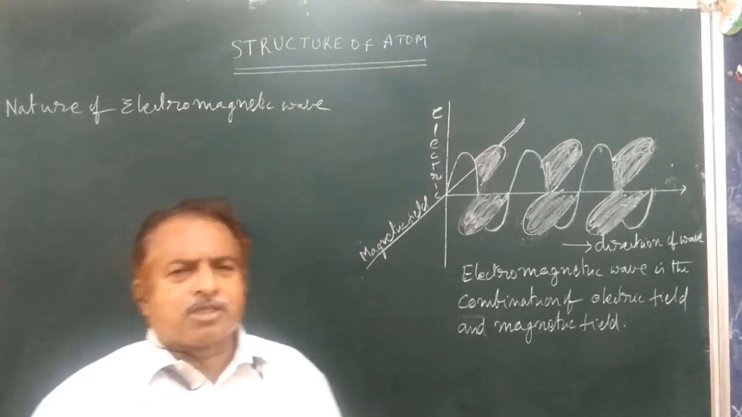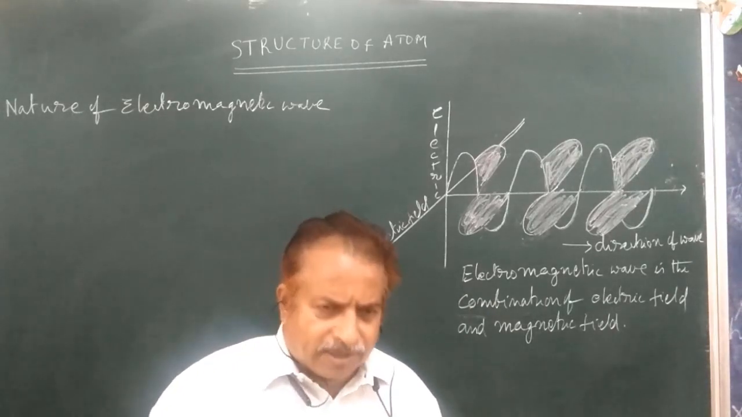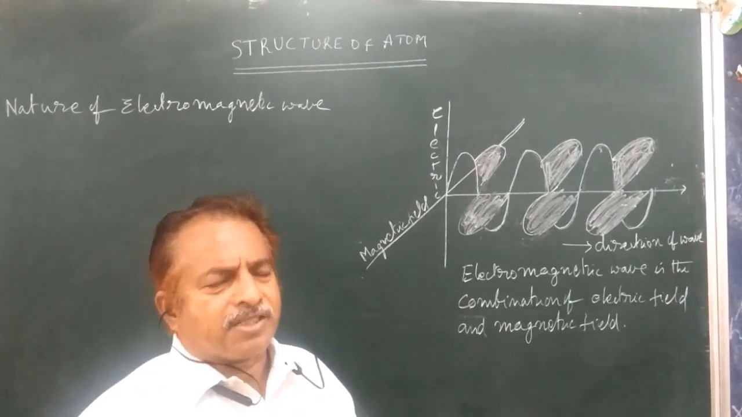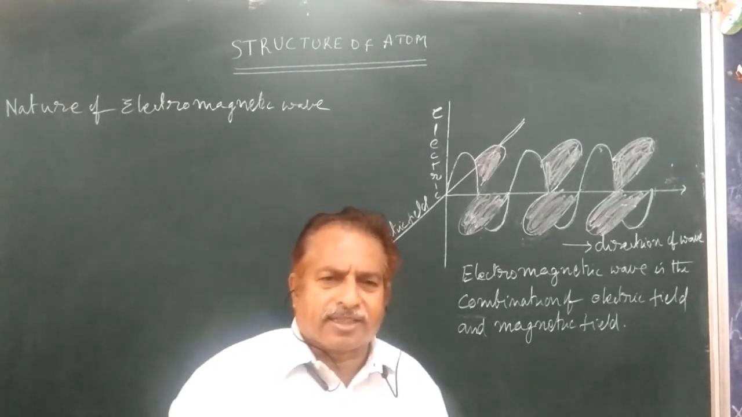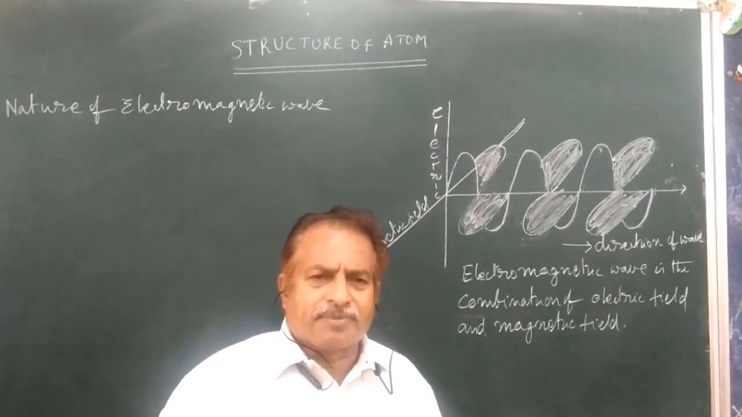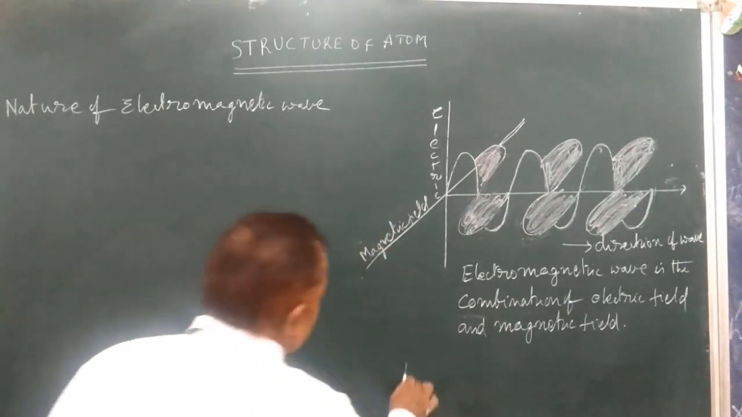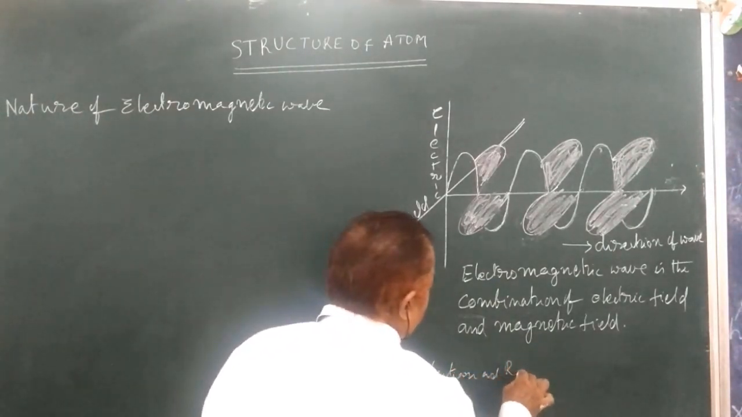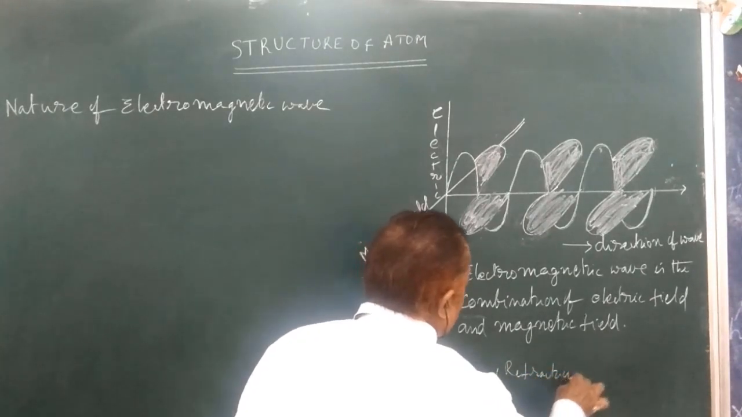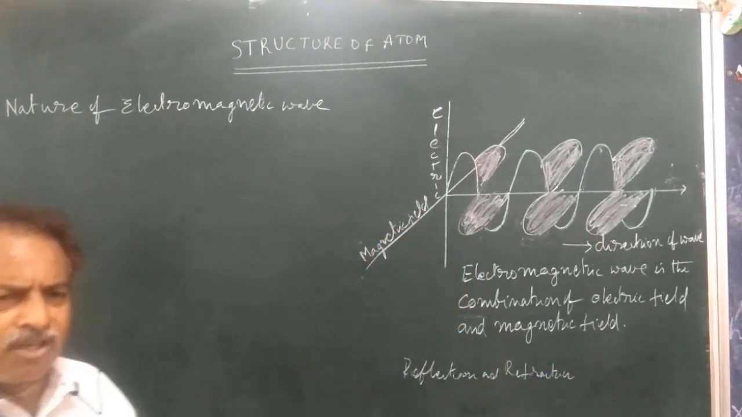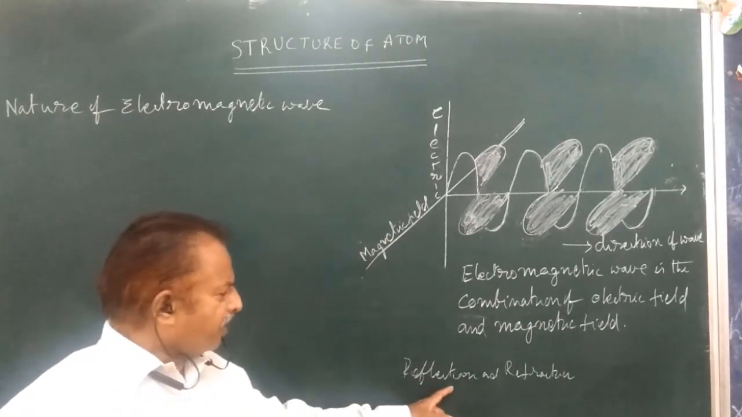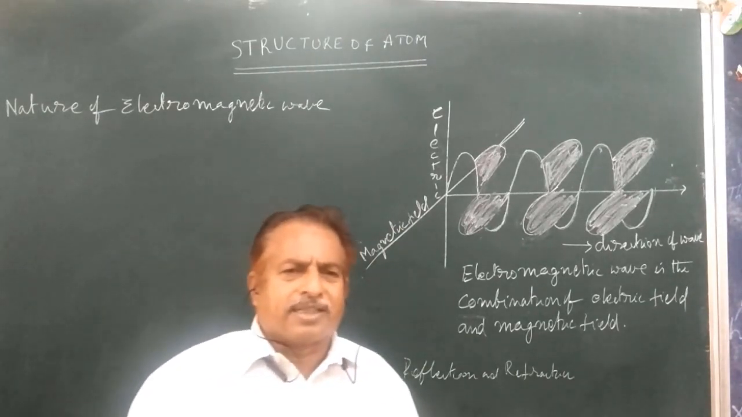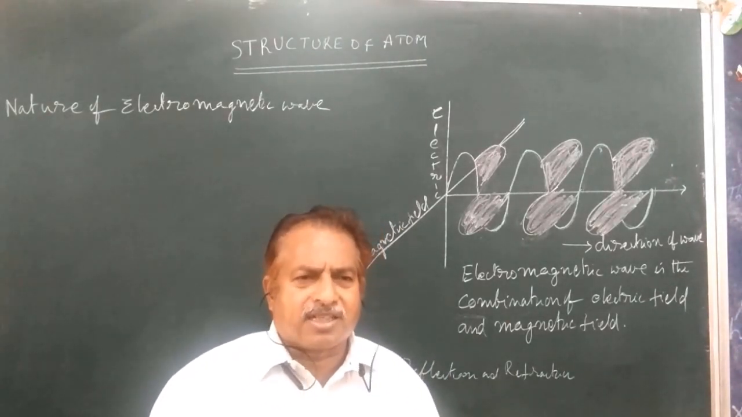According to Newton's corpuscular theory of matter, light rays are made up of corpuscles, that is material particles. So this corpuscular theory could successfully explain the phenomenon of reflection and refraction. Whereas it could not explain the phenomenon of interference and diffraction.